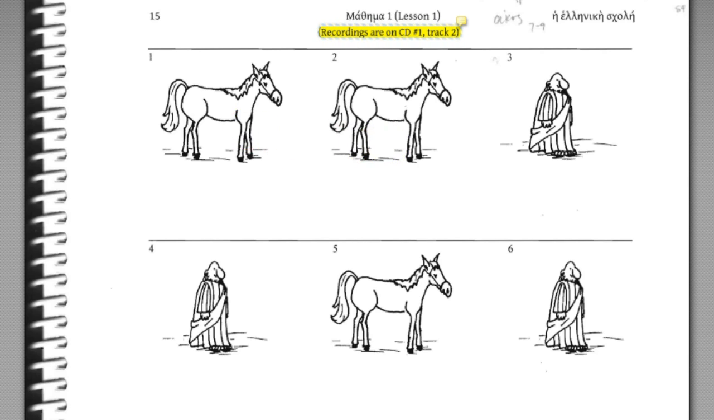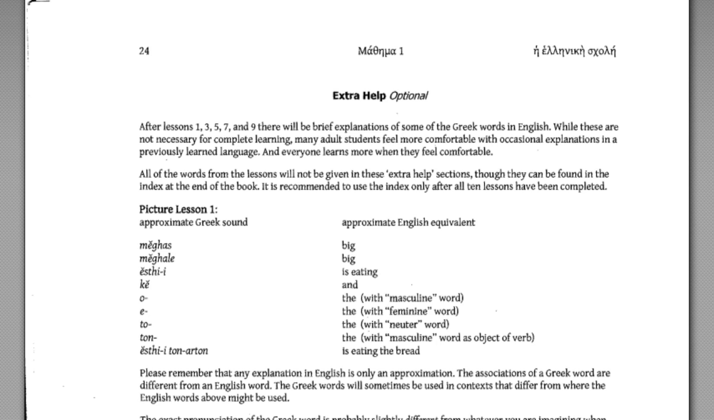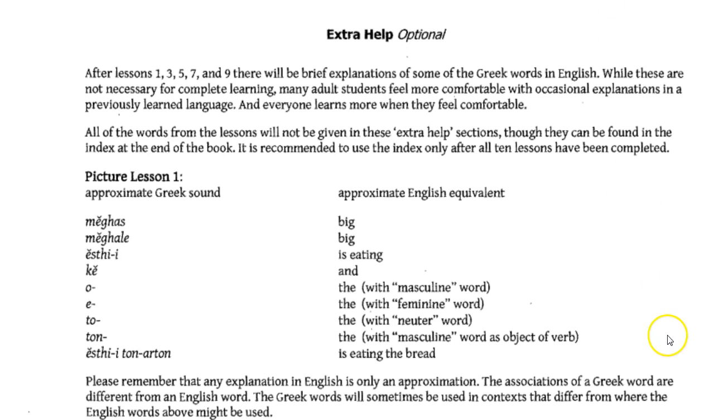At the end of the odd-numbered lessons, 1, 3, 5, and 7, is an extra help section that provides brief explanations of some of the Greek words in English. As the text says here, they're not necessary for learning, but you may find it helpful.